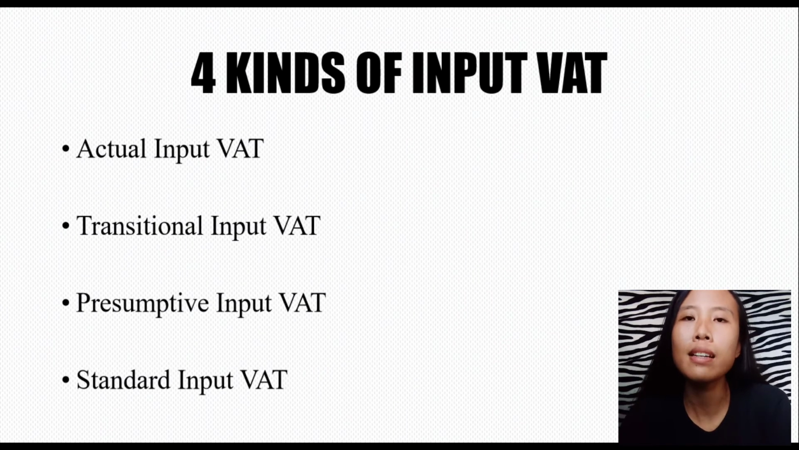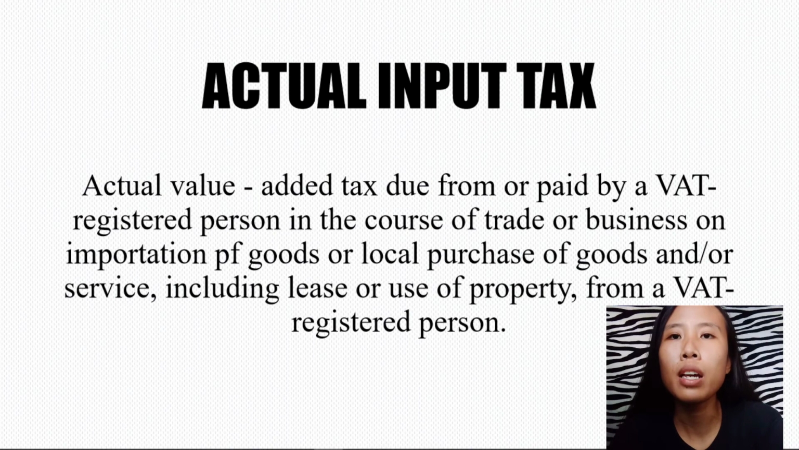So according to the tax code, generally, we have four kinds of input VAT. We have the actual input VAT, the transitional input VAT, the presumptive input VAT, and the standard input VAT. So of the four types of input tax, we have actual input tax. This is the 12% VAT on the purchase of goods and/or services or importation of goods of a VAT registered entity.